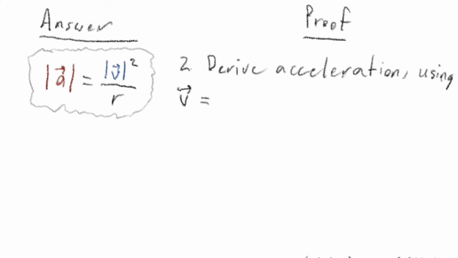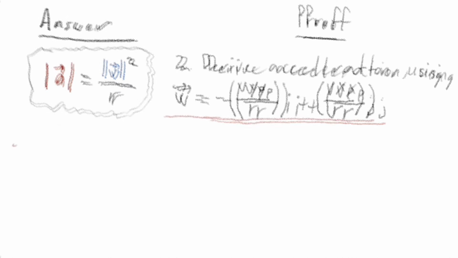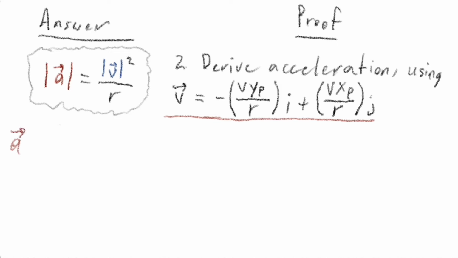The velocity vector, the x component of it, is the magnitude of the velocity, some magnitude, times negative the y coordinate divided by the radius of the circle. And similarly for the y component of the vector, except with the x coordinate.